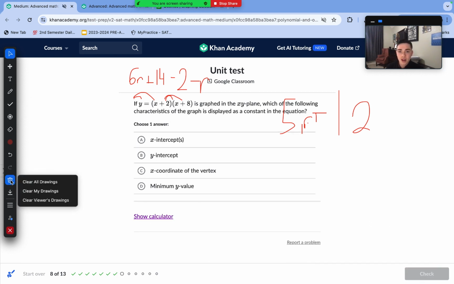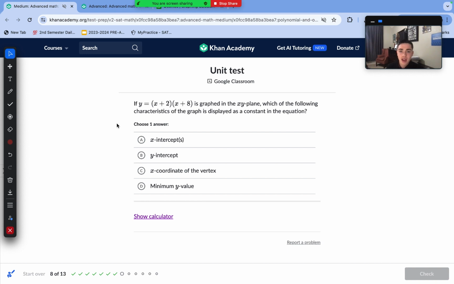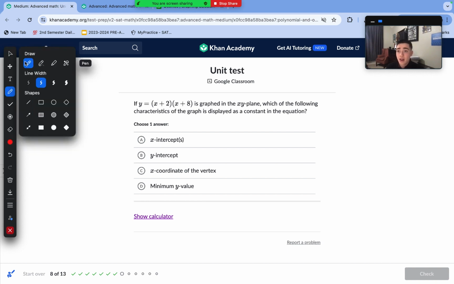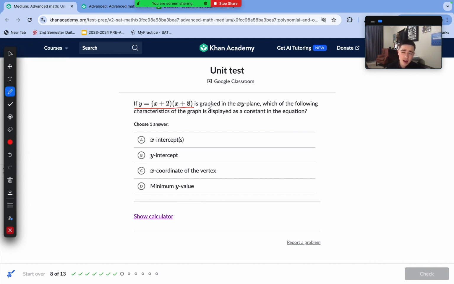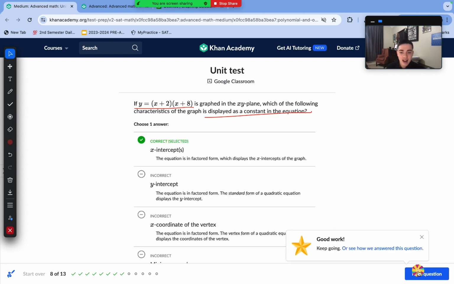All right, next question. Which of the following characteristics is displayed as a constant? This is, once again, a factored format of parabolas. The constant given in this equation is an x-intercept. So that means that A is correct. We're given the x-intercepts of the graph.